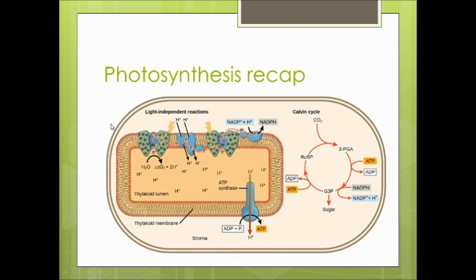So, a recap of photosynthesis in the electron transport chain, but in a plant. Instead of all of our complexes 1 through 4 and all of our protein carriers, we just have photosystem 2 and photosystem 1, and they're still just passing electrons through and shuttling hydrogen ions so that they can be used by ATP synthase to make ATP, which is then used in the Calvin cycle to make simple sugars.